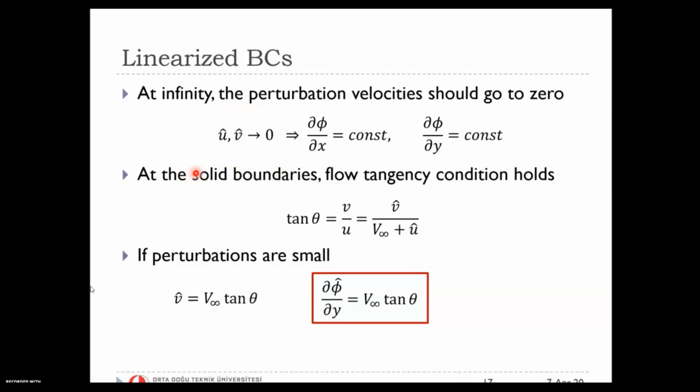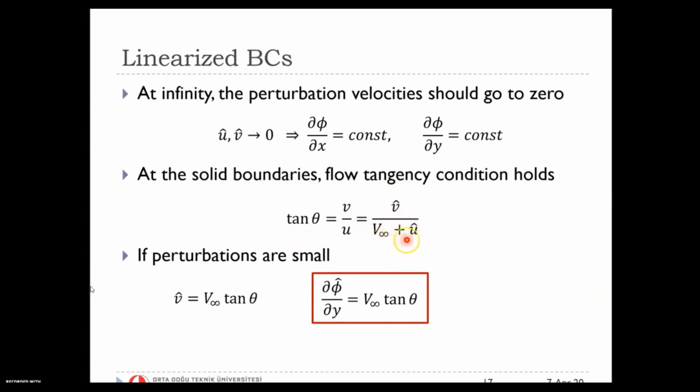At these solid boundaries, because we assume that the flow is inviscid, the flow tangency condition is still applicable. Which means that the tangent of your surface should be parallel to your velocity vector at any point on the surface. This can be represented by this equation here. The tangent of theta, that's the theta here, of your surface should be equal to v over u, and v represented in terms of the perturbation velocity is directly v hat, whereas u is V infinity, which is the free stream velocity, plus u hat.